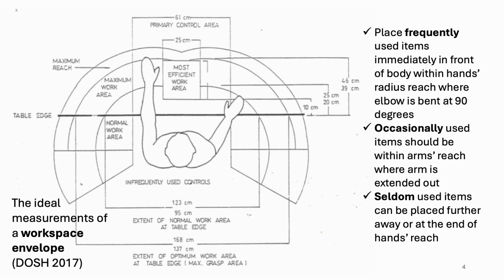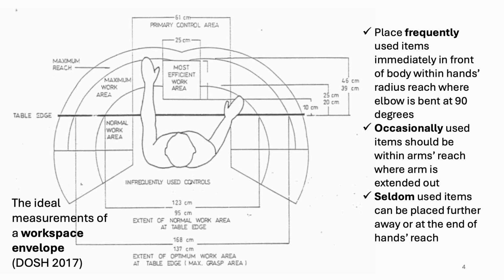As awkward postures occur as a result of the interaction between workers' anthropometry and the hand locations of the task or visual target, we have to improve the layout of the workstation. Design workstation so that worker is able to reach all frequently used items without leaning, bending, or twisting at the waist. The figure shows the ideal measurements of a workplace envelope.